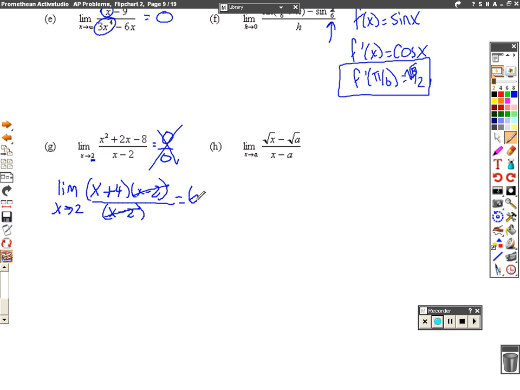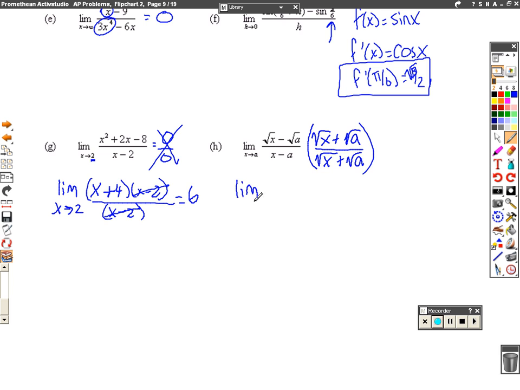All right. How about h? h is this kind of crazy root thing. And we talked about this. Whenever you have a crazy root thing plus something else, or maybe in this case 2 roots, you have to use a special technique, which is multiply by the conjugate. The conjugate here is root x plus root a. I have to multiply the top and bottom by this number.